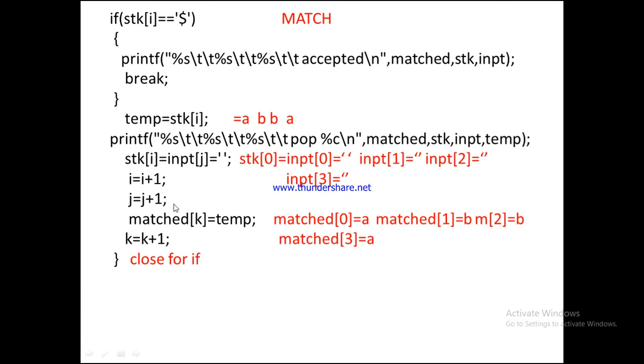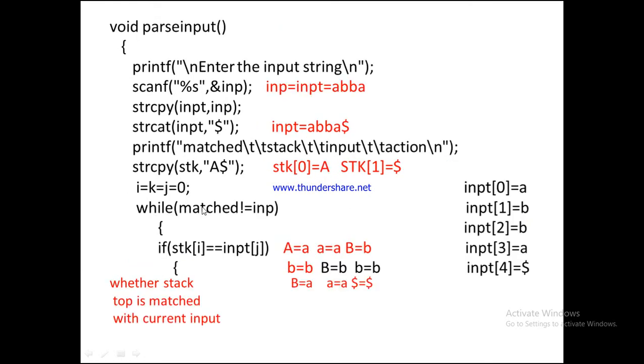Now i is 1, j is equal to 1, and matched of 0 is equal to A. So now matched of 0 is A. Now in the matched string I am having A. Now k will be incremented by 1, so k will be equal to 1. Now what is matched here? A. What is input? A, B, B, A. No match. Again I will come here.